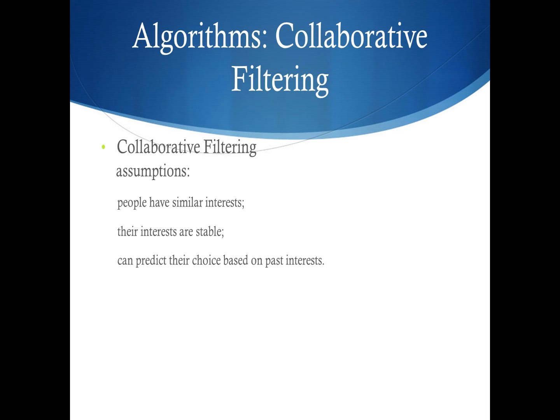So I also implemented another way, using collaborative filtering for recommendations. This is the assumption that people have similar interests and their interests are stable, and we can predict their choices not only based on their past interests but also based on similar users all over the world. So that means if you buy iPhone, then I will recommend accessories for iPhones. This is based on past purchases.